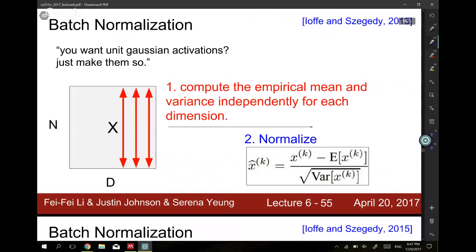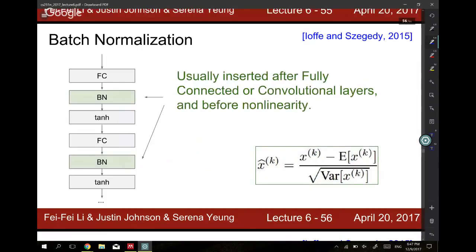To illustrate how batch normalization works again, let's say we have the input data, n of them, and each one has d dimensions. This n corresponds to the n samples in the current batch. We compute the empirical mean and variance independently for each dimension. It's not a covariance or anything, just a simple per-dimension variance. Then we normalize the activations. It's quite cheap to compute.